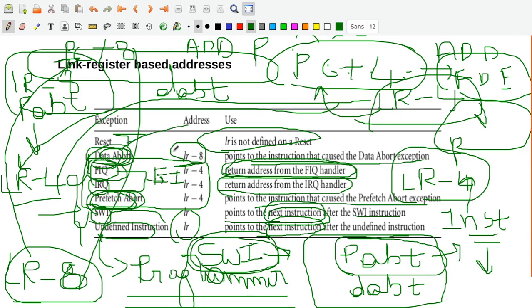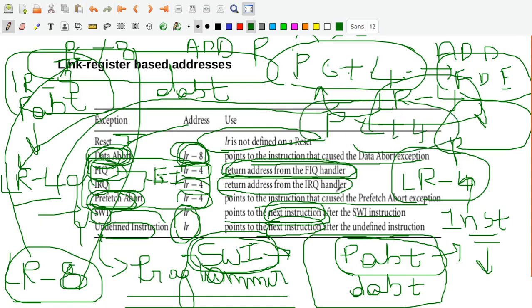For the reset there is no return address. For data abort it is LR minus 8, because it is in the execution stage only. When it is accessing the data, it is already in the execution, almost completion. At that time the data memory access violations occur. That's why it is LR minus 8. Whereas for the FIQ exception it is LR minus 4, same thing for the IRQ exception, same thing for the prefetch abort exception. Whereas for these two exceptions, it is just LR, means it returns the next address of the software interrupt instruction, so LR will definitely contain PC plus 4 only.